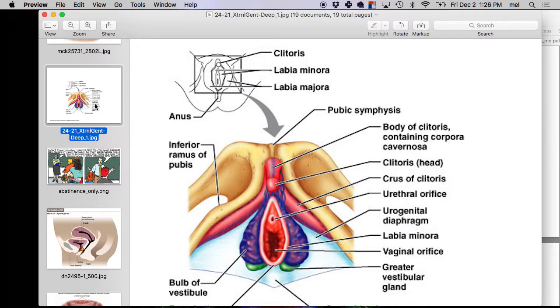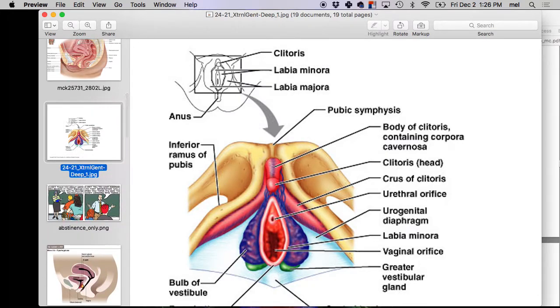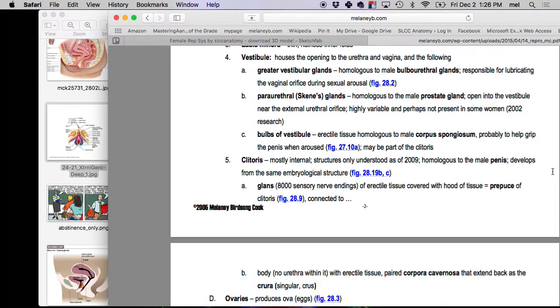Okay, so these guys right here, I'll show you. So inside the clitoris, the behind the scenes structures were really only fully understood as of 2009, which is not very long ago. I mean, even for you guys who are young, it doesn't sound like very long ago. To me, it sounds like yesterday.